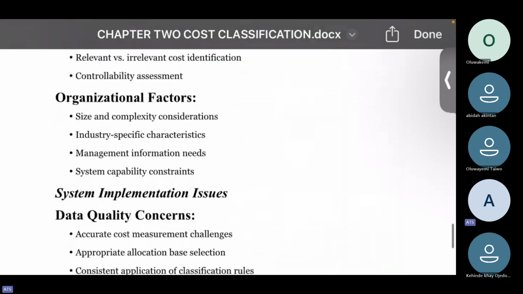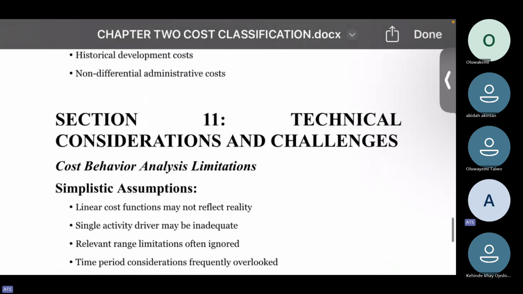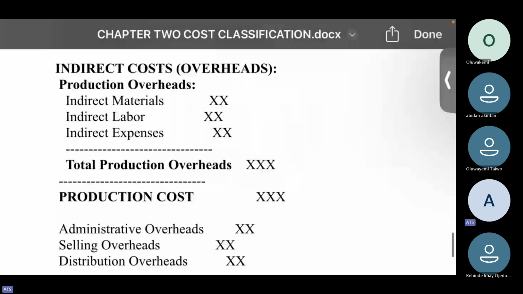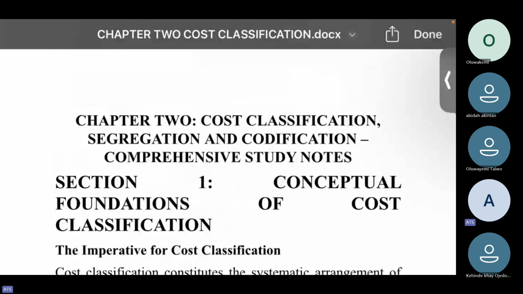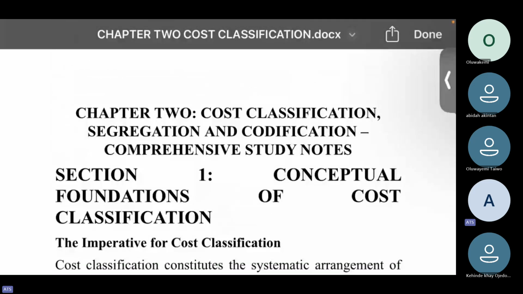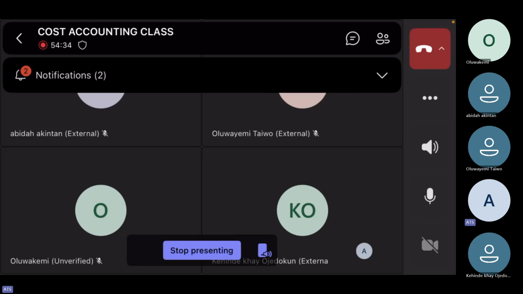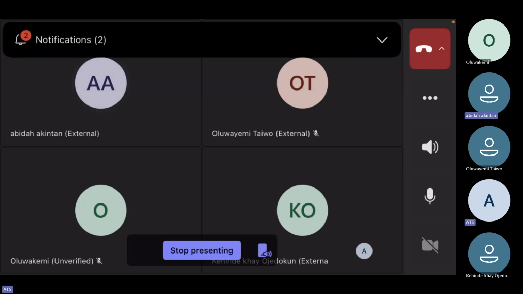I would like to believe we have covered the majority of this. I will send your assignments to the group chat as well as the notes. But please ask me questions. Do you have questions? No, ma. Are you sure? Is everybody sure you don't have questions? Do you understand? I have a question, ma. Please ask your question.